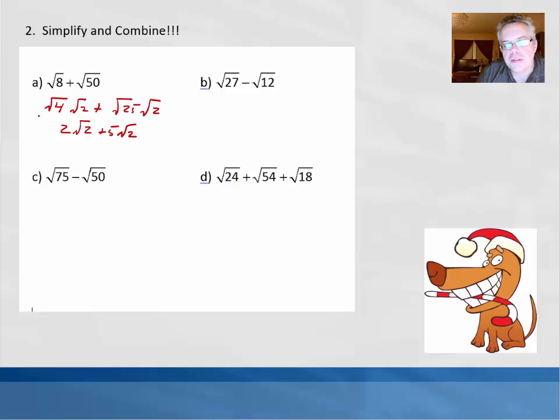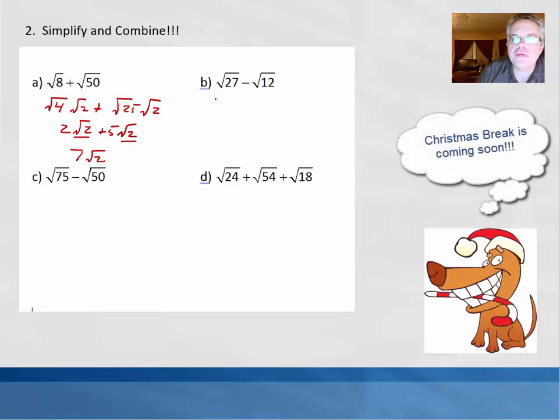So my first step was simply to go through and break up any square roots. My second step was to simplify a little bit what I had. And now I look to see if I can combine them. Both have a square root of 2, so this is equal to 7 times square root of 2.